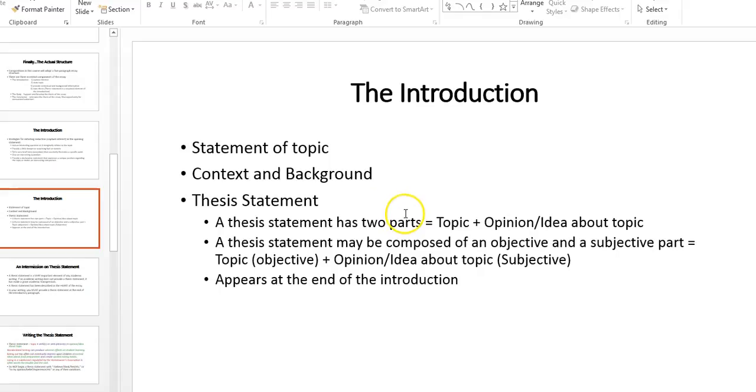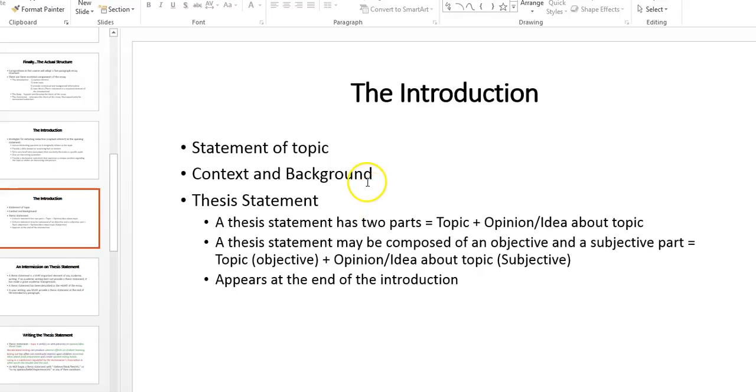And of course, a statement of your topic, some context and background information, and a specific focus of your topic. What I mean by that is, a topic can be education, the Electoral College, the presidency, higher education. Those are very broad topics, right? But you want to narrow them down.